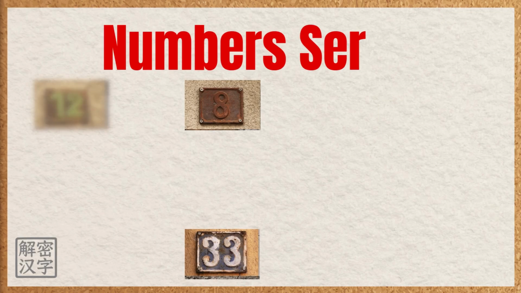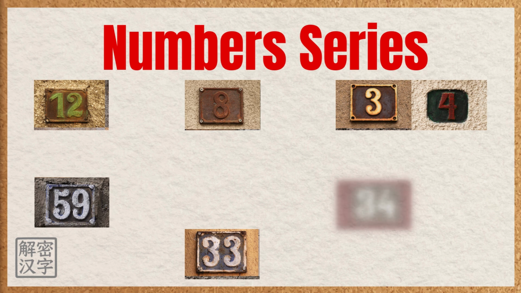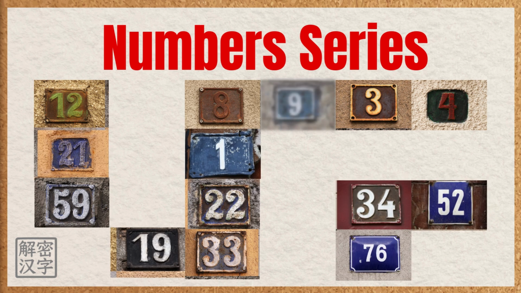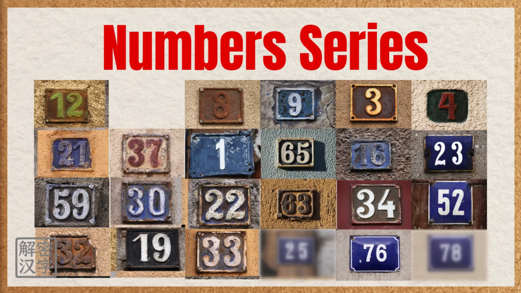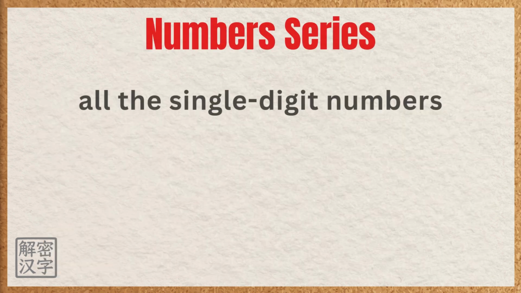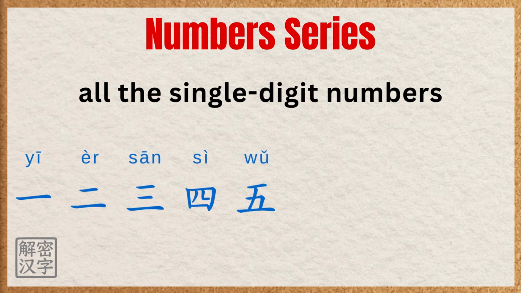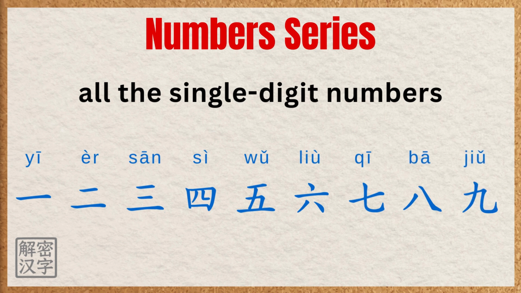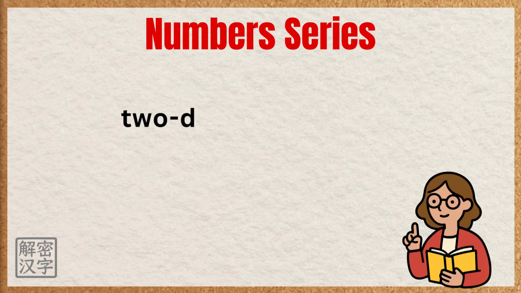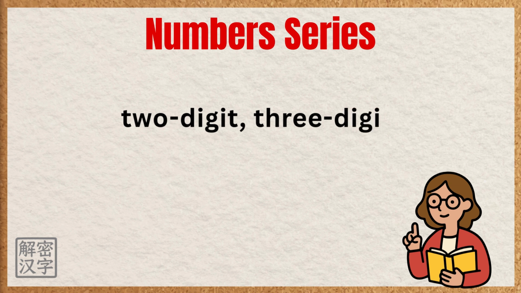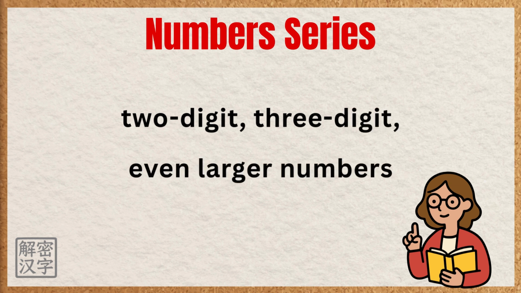Let's continue our number series. Stick with me. By the end, you'll definitely be able to say any number in Chinese with ease. So far, we've learned all the single-digit numbers in Chinese. 一、二、三、四、五、六、七、八、九. Next, we're going to learn how to express two-digit, three-digit, and even larger numbers in Chinese.